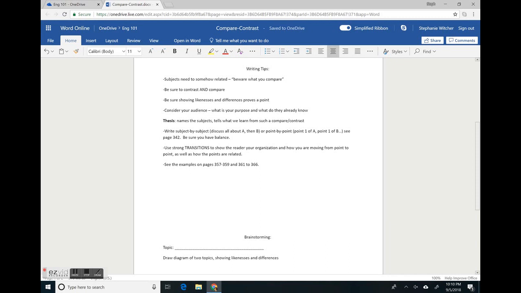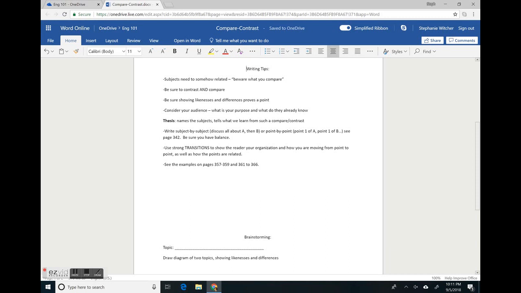All right, so the thesis for this particular paper will name the two subjects that you're going to compare and contrast and what we're going to learn from a compare and contrast. All right, so keep that in mind. That's what we're looking for here, that we clearly define the two items being compared and contrasted, but also that you give us some kind of so what that belongs in that thesis statement as well. Okay.